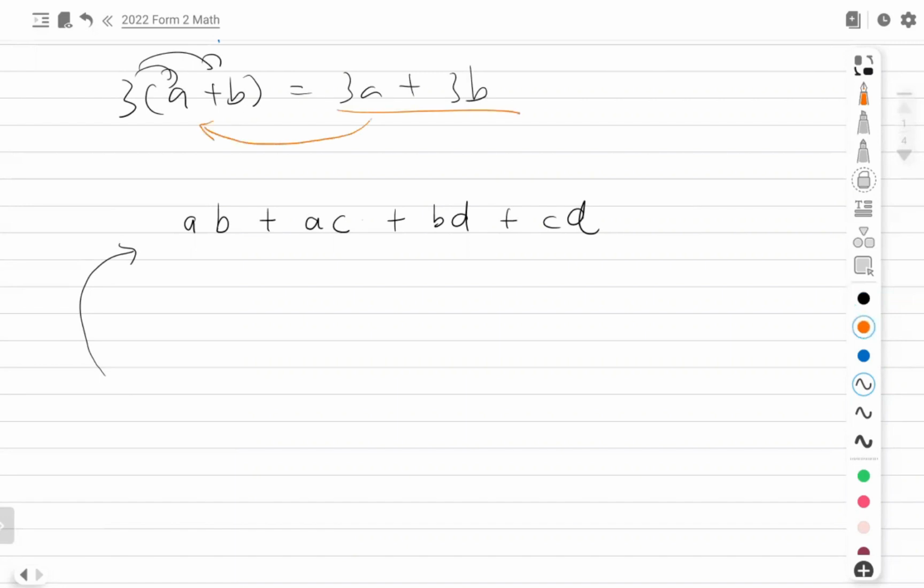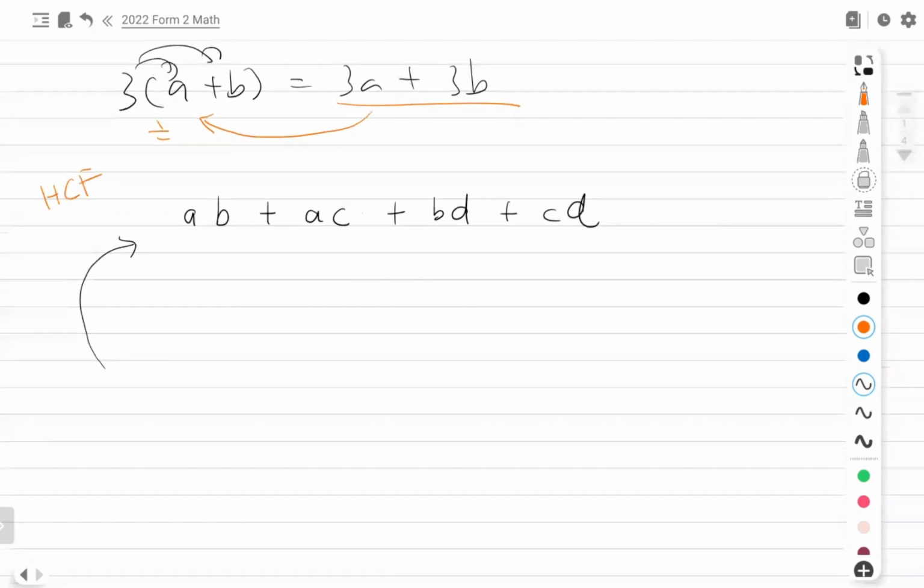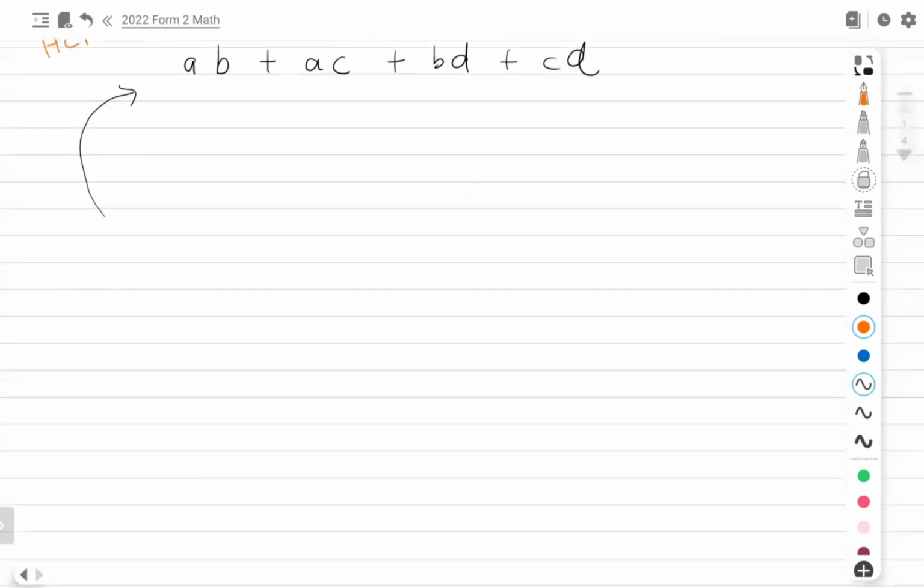From 3A plus 3B, we got to factorize it. So factorize means divide. Factorize means divide. So when we want to do division, we need to take out the common factor. And the common factor is highest common factor. So type D, the fourth type of factorization would be 4 terms, given 4 terms like this.